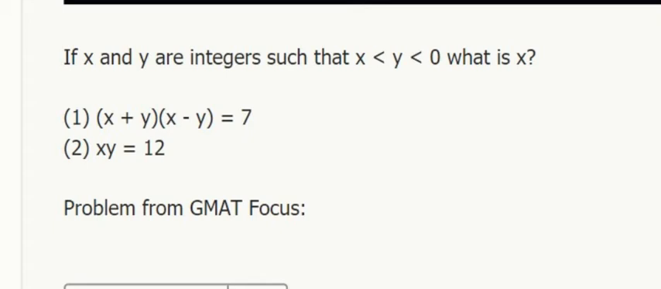X and y are integers that are both negative. Okay, what is x? This tells me x squared minus y squared equals 7. The two negative numbers squared, and the difference of them equals 7. So what combinations of integers squared give you a difference of 7?